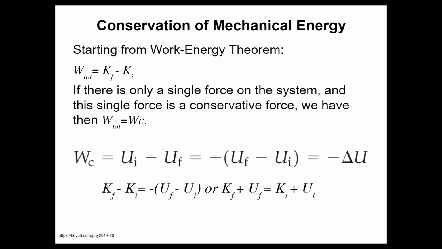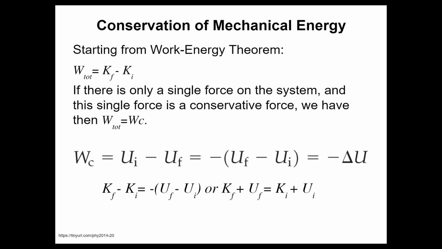The work energy theorem says the total work done on the object, or on the system if there are multiple objects, is equal to the system's final kinetic energy minus its initial kinetic energy. Now, if you only have one single force on the system, for example in a free fall problem, the only force is gravity, which is a conservative force. Then the total work done is just equal to the work done by the conservative force, W sub C.